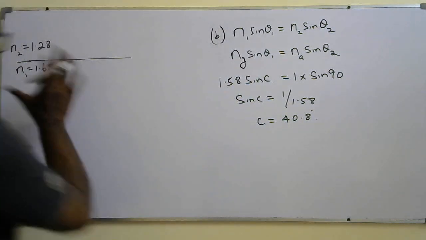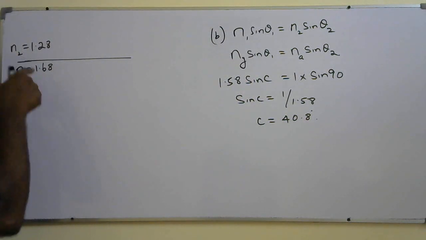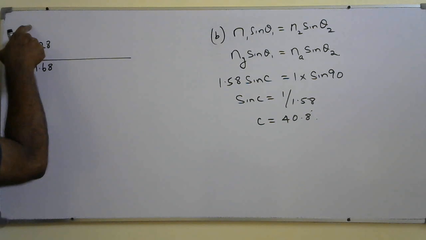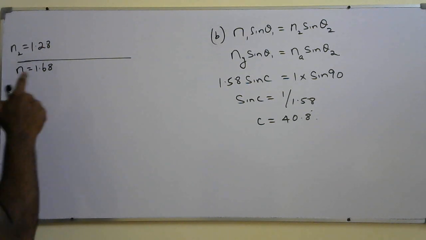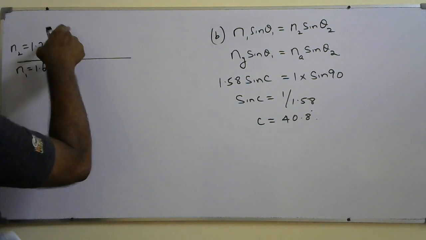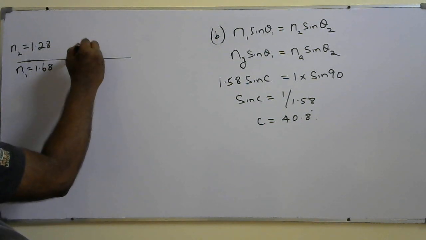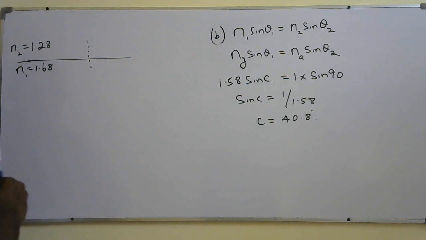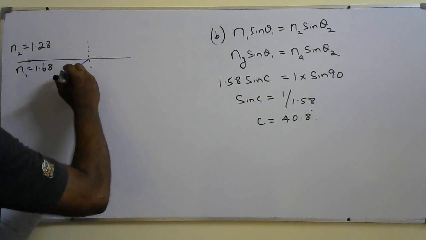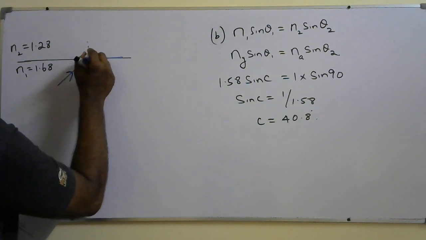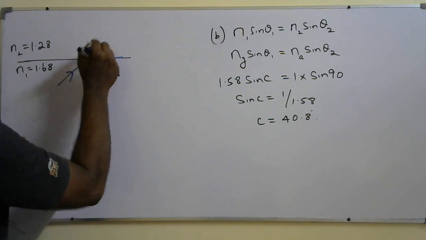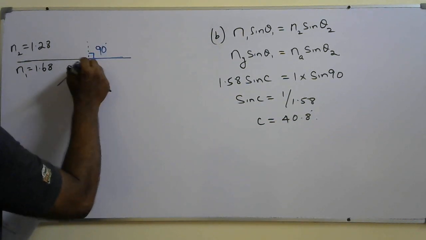So in this question you must use the fact that this is the optically more dense medium and this is the optically less dense medium. Light should travel from optically more dense to less dense, then only will you have a critical angle. So in that situation the light will go like this. It will go along the boundary. This is the angle of refraction, 90 degrees. This is the critical angle.